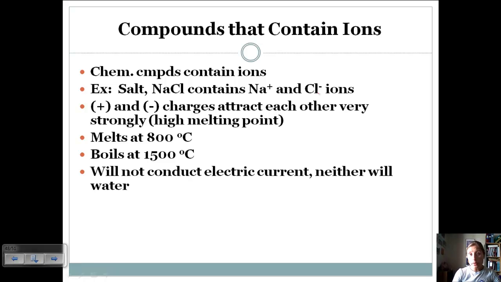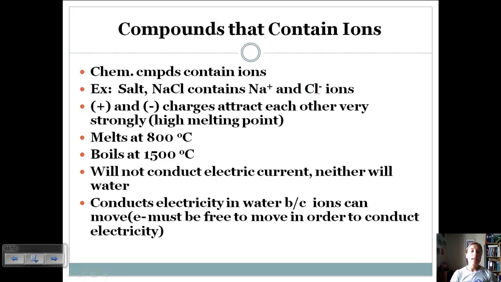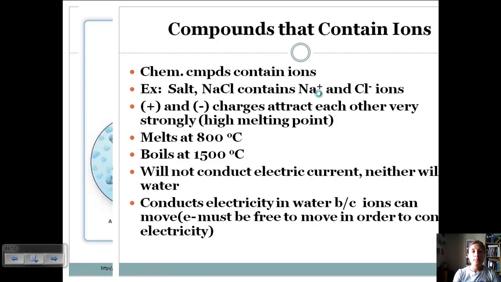Ionic compounds on their own will not conduct an electric current. And water by itself will not conduct an electric current either. But if you put them together, they will conduct electricity because the water breaks apart the cation from the anion, allowing the electrons to be free to move around. And in order to conduct electricity, electrons have to be free to move. So an ionic compound by itself won't conduct electricity, but if you dissolve it in water and allow those electrons to move around, then it will conduct electricity. The other way to get an ionic compound to conduct electricity is to melt it, because then you're freeing up those electrons, and they can also conduct electricity in that case.